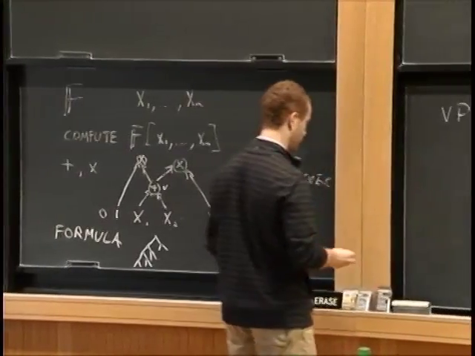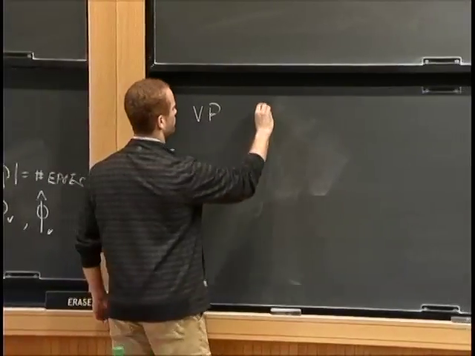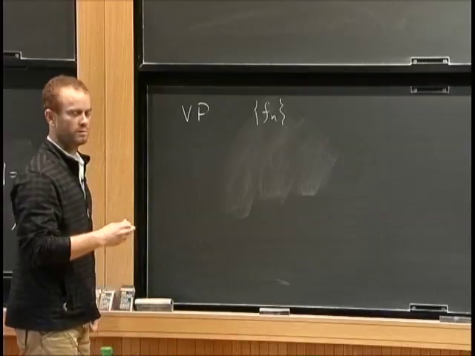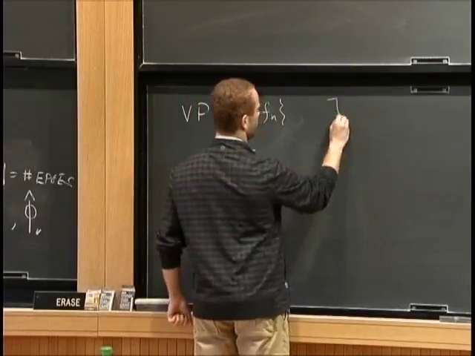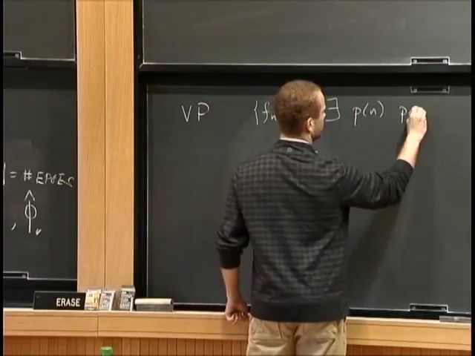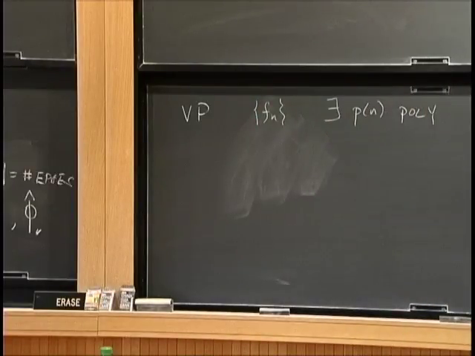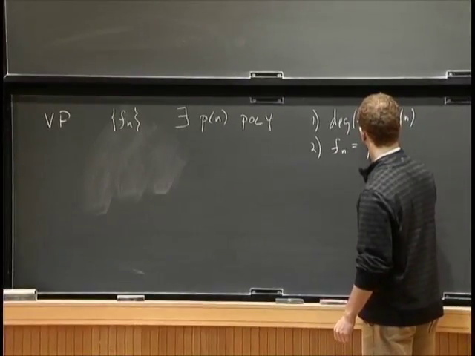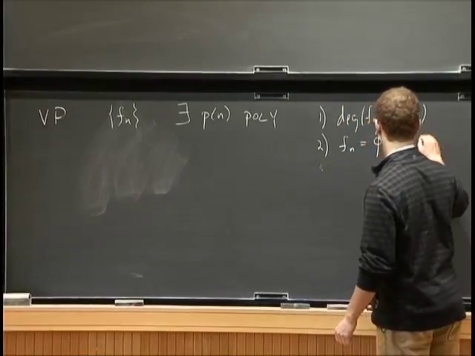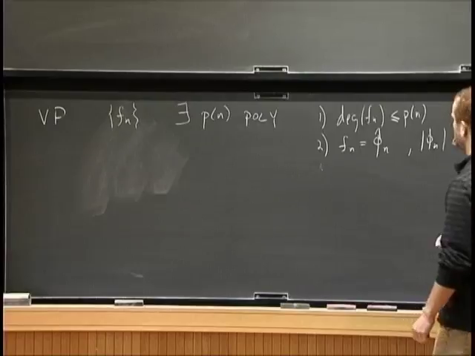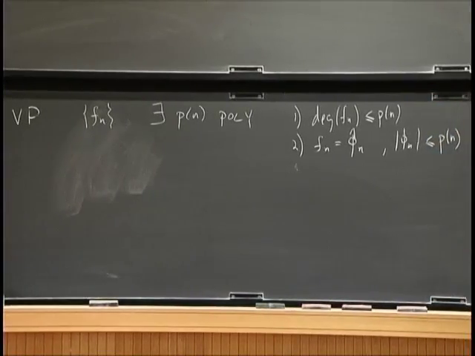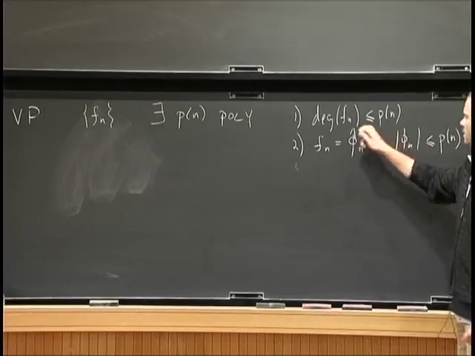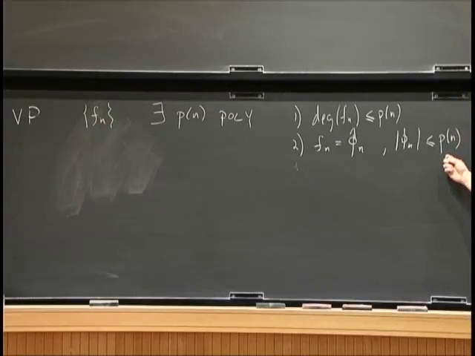Now we'll define the algebraic analog of P, which is VP. A family of polynomials Fn will be in VP if there exists some polynomial p such that three things hold. One, the degree of Fn is at most p(n). Two, so a polynomial will be in VP, will be in what we think of as easy polynomials, if its degree is polynomial and it has a polynomial size circuit that computes it.